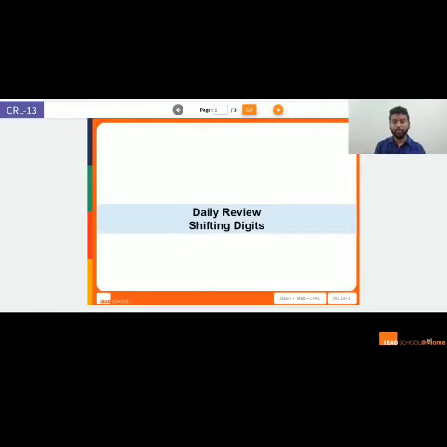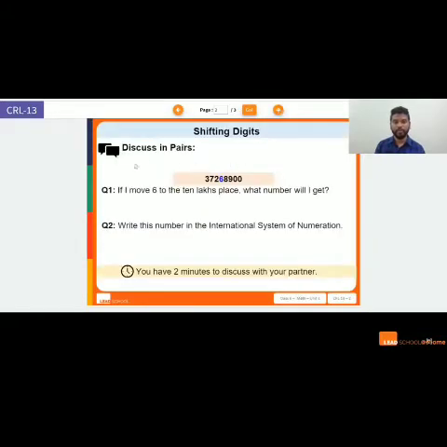Okay. So now I will show you some questions. So I will give you 2 minutes to think of these two questions by yourself. The first question is, if I move 6 to the 10 lakhs place, what number will I get? That is this highlighted number 6. If I'm moving it to the 10 lakhs position, what would be the new value of that number? Second question, write this number in the international system of numeration.